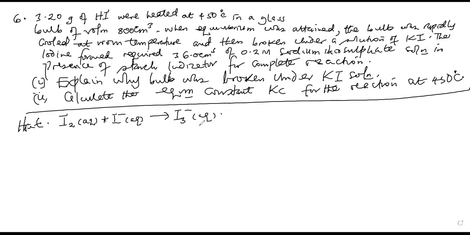Then if they want you to calculate the equilibrium constant here, you're having mass of hydrogen iodide. First get the moles of hydrogen iodide. Actually, in brackets, hydrogen is 1 and iodine is 127.